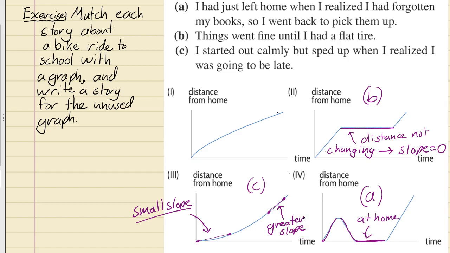And the greater slope means that you're going faster because there's a bigger change in your distance from home for the same change in time. So here this means you're going slowly because your distance isn't increasing that much. But here for the same amount of time you have a bigger increase in distance. So that means going faster.